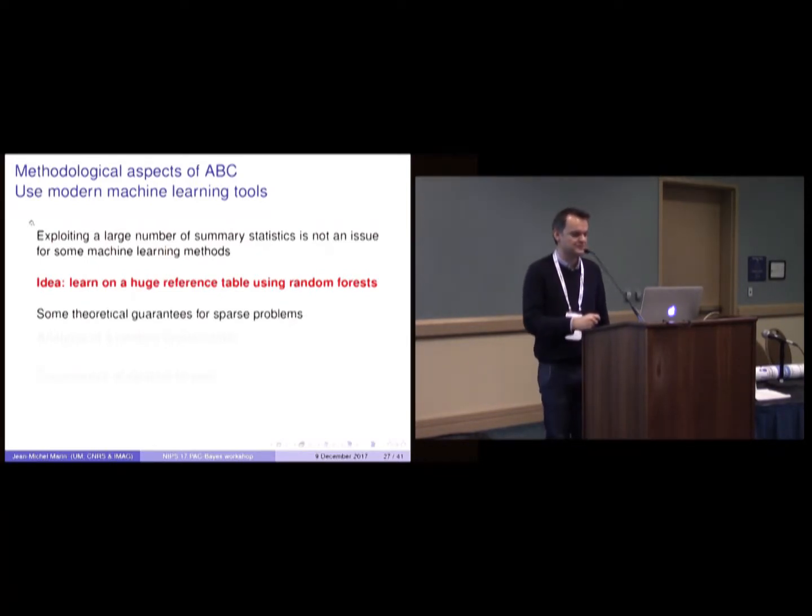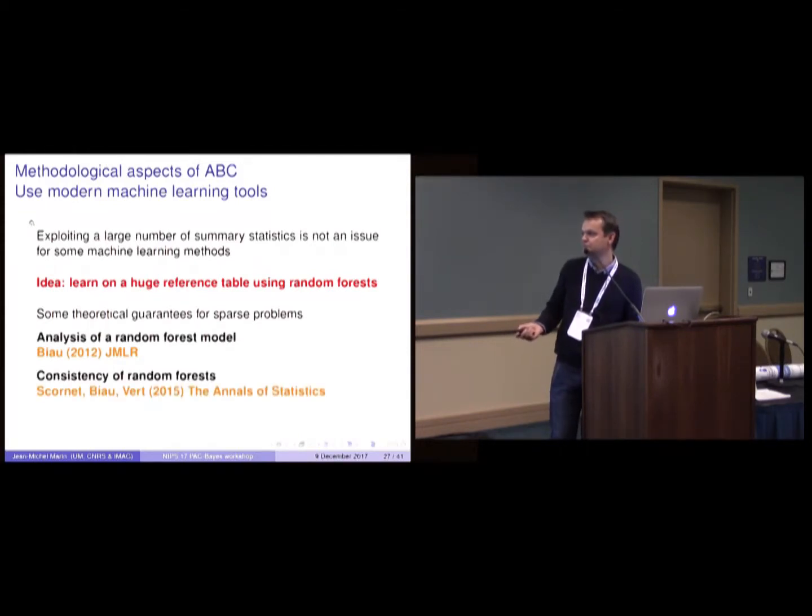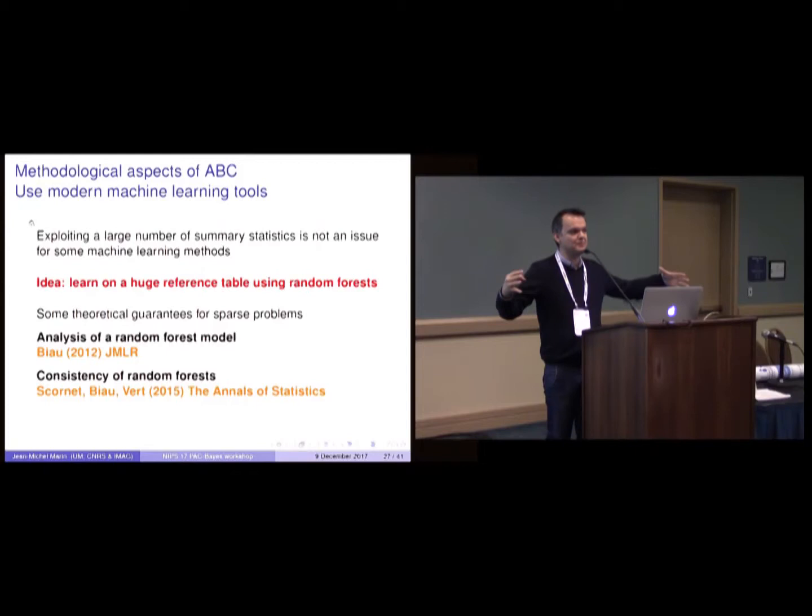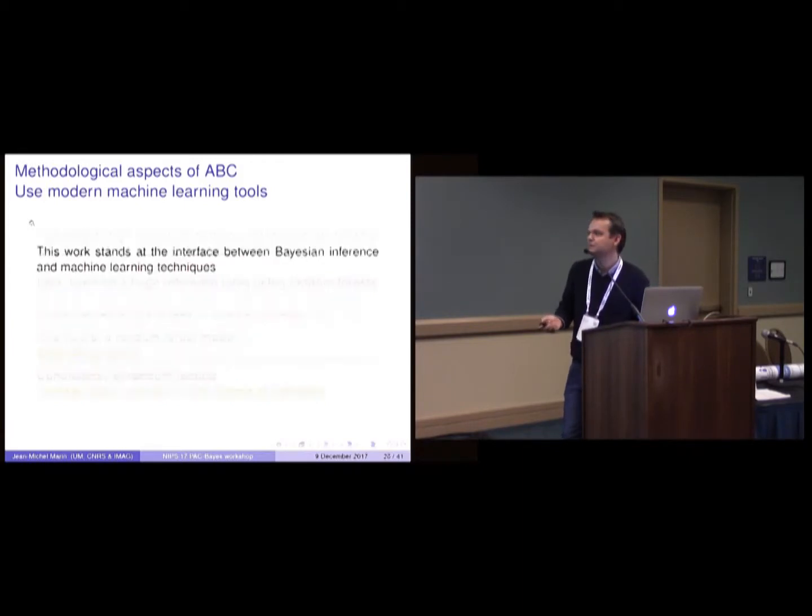In some sense, the first reason is that there is some theoretical guarantee for sparse problems. There are these two nice papers from Gérard Biau and co-authors, one in JMLR, one in the Annals of Statistics, who show some nice convergence results for sparse problems, and typically my population genetic application is a sparse problem. We have a big set of summary statistics, and within this big set, only a few are related to the problem, and you want to pick out of this big set the ones which are related to the problem and also correlated. Okay, and the forest can do that.